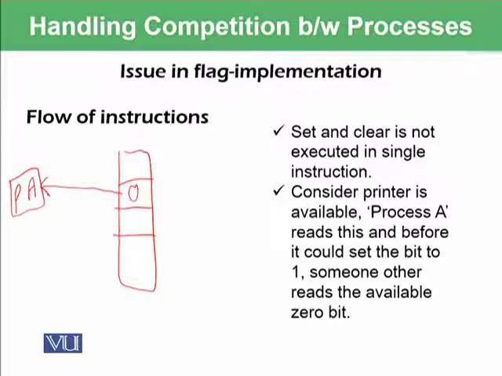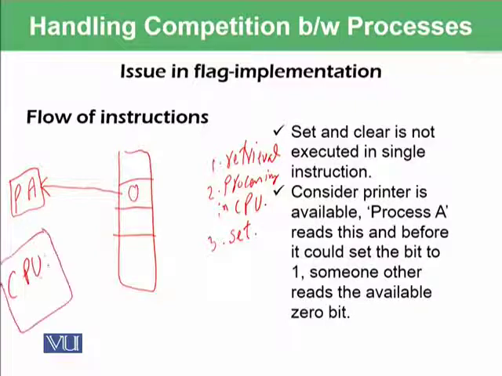You know that when process A wants to read this information from the main memory, the procedure has 3 steps. One is the retrieval. Second is processing in the CPU, checking whether it is 0 or 1. And third is the set instruction, which will set this bit to 1, meaning I am going to use this printer.